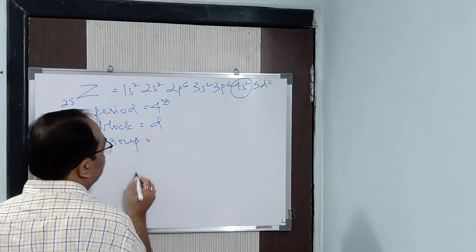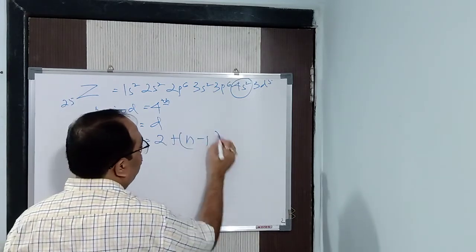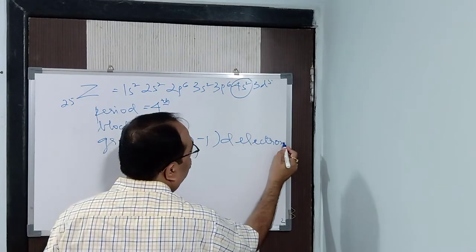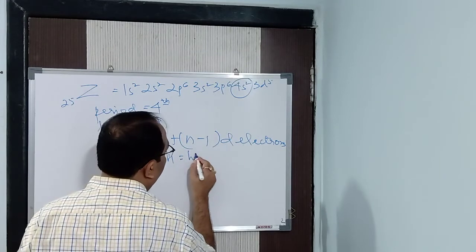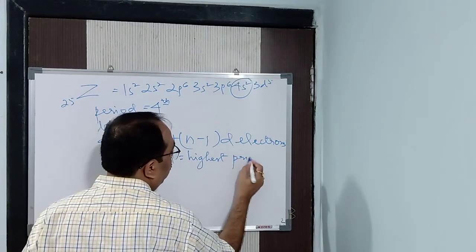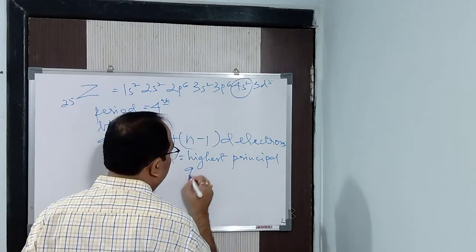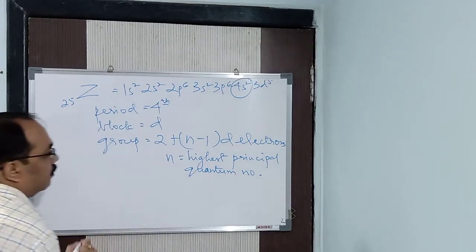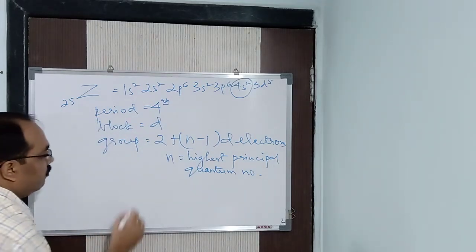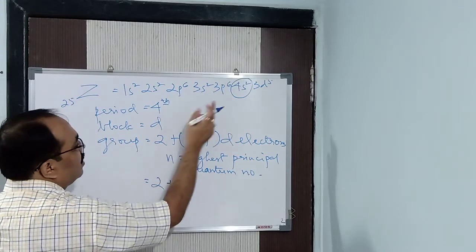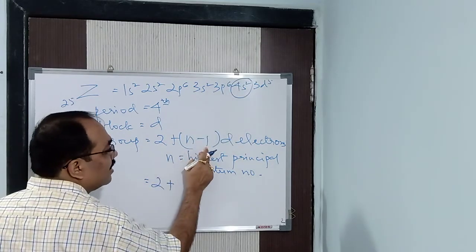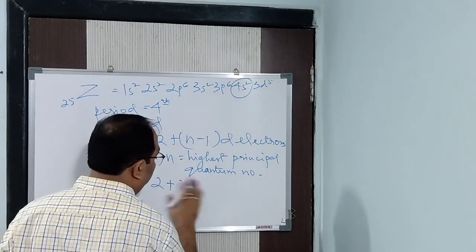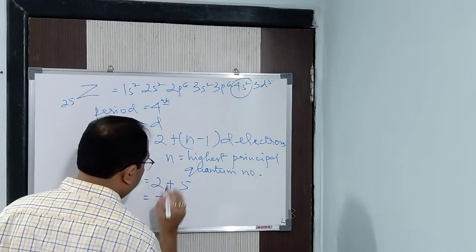For the group, the formula is 2 plus (n minus 1)d electrons, where n is equal to the highest principal quantum number. Highest principal quantum number. 2 plus (n minus 1)d electrons. Fine. So 2 plus n is here. What is the highest principal quantum number? 4. 4 minus 1 is 3. So it is 3d electrons. In 3d how many electrons are there? 5. So hence 2 plus 5. So it is 7. Understood?